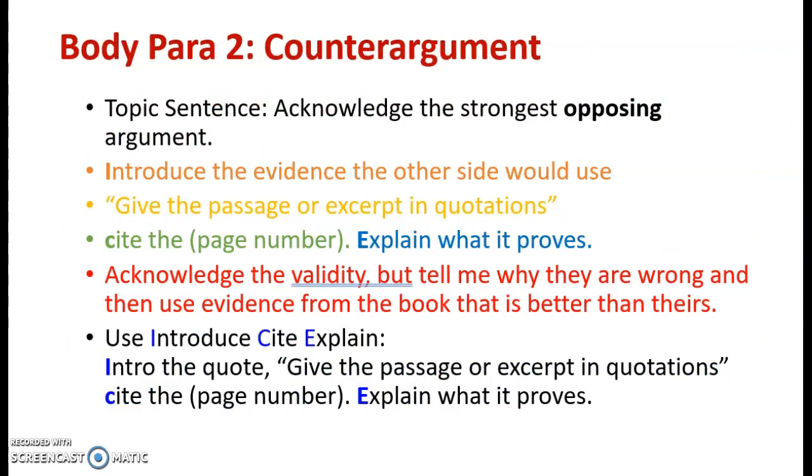Now, any good argument is going to acknowledge the counter-argument. You're going to acknowledge your opposition. And so you, again, want to give evidence. So you introduce the quote, you give the quote or the excerpt, you cite it, explain it, and then you acknowledge the validity, like, yeah, this is true, but tell me why they're wrong. And then use evidence from the book that's better than theirs. So again, that evidence needs to be introduced, given, cited, and explained.